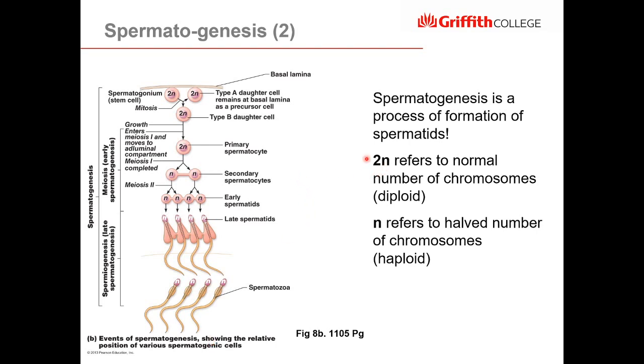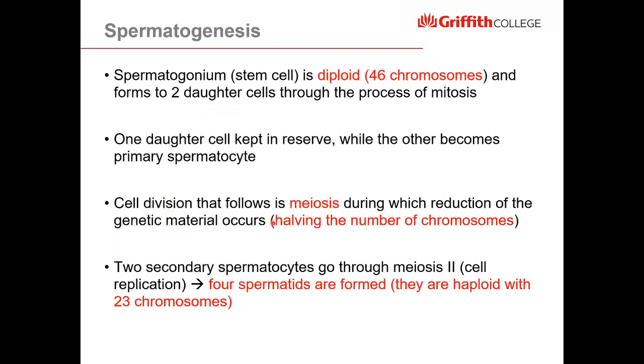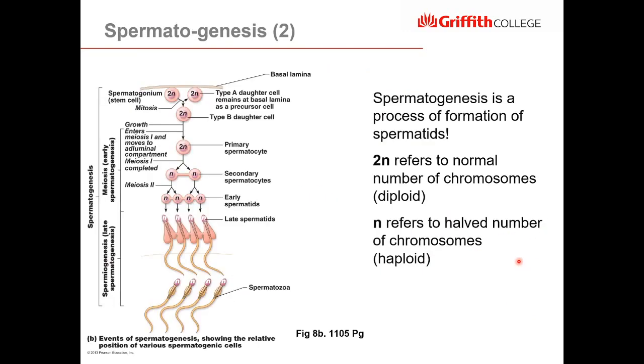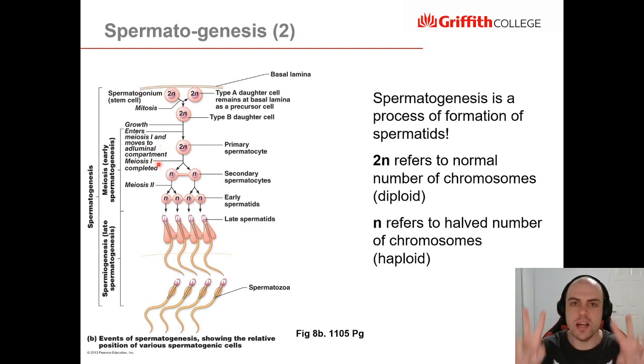So what you're probably seeing a lot in this diagram is N. It says N and then 2N. What is that referring to? N is essentially the number of chromosomes. So our normal cells, our somatic cells, are referred to as 2N because they have two copies of every chromosome. Our sperm cells are referred to as N because they have one of each chromosome. So that's all that's referring to there.